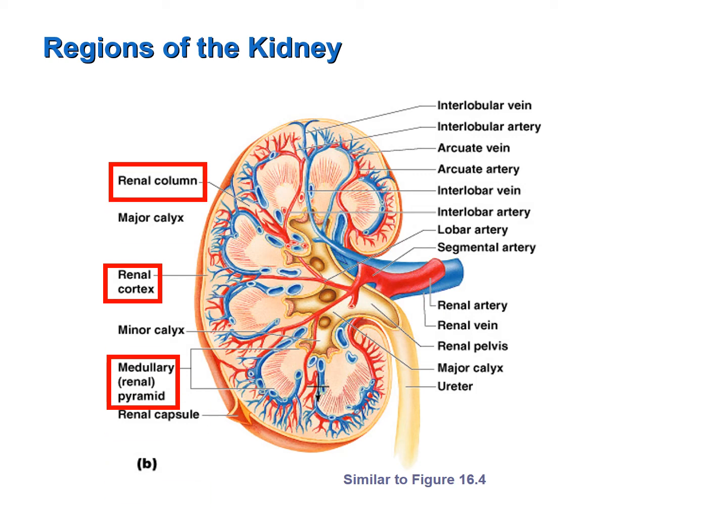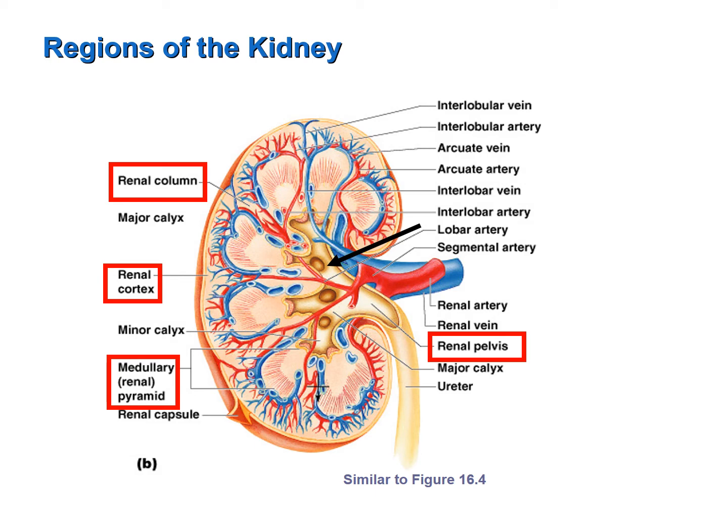Extending between the medullary pyramids are the renal columns, and the renal columns are just extensions of the renal cortex. Medial to the hilus is a flat basin-like cavity called the renal pelvis. In the renal pelvis, you have these cup-shaped areas called calyces, and these calyces basically collect urine as it drains from the tips of the medullary pyramids.